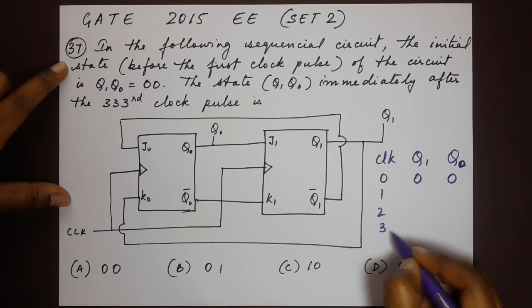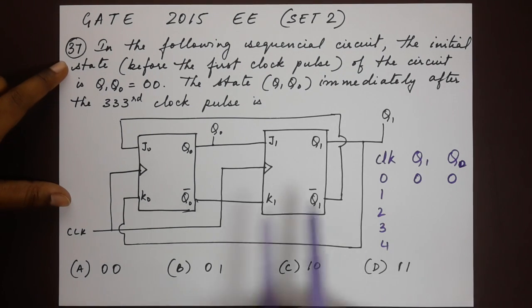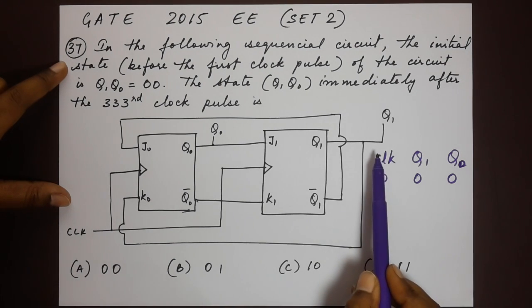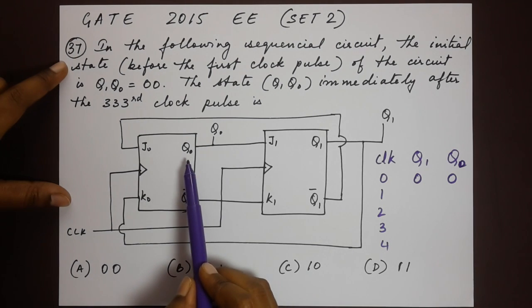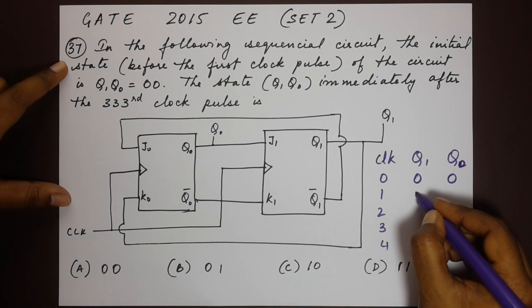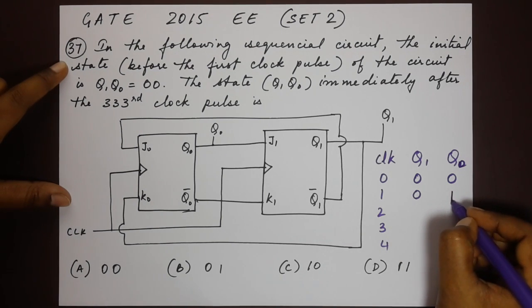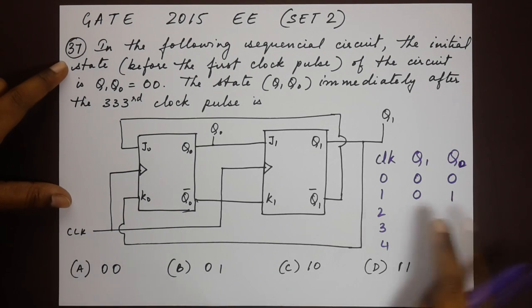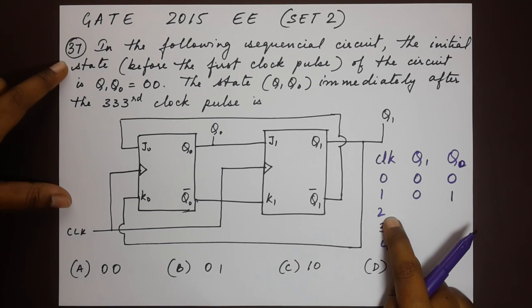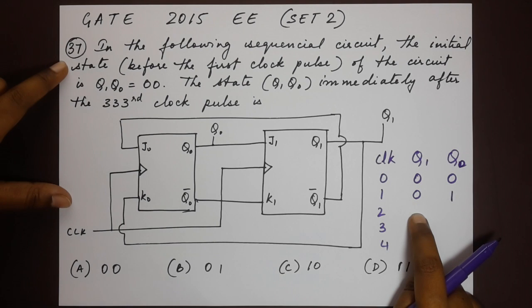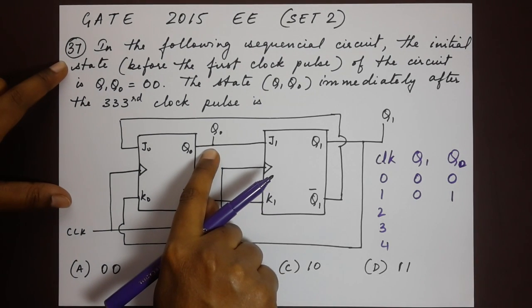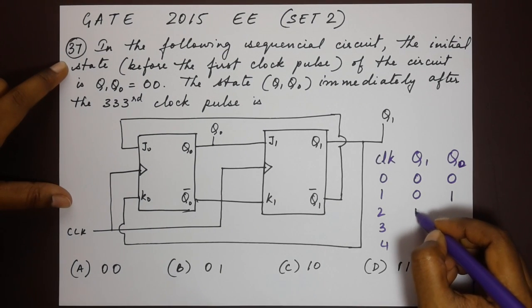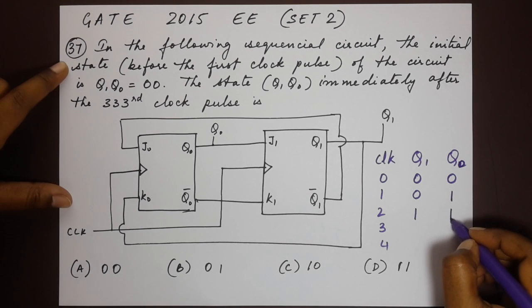Next for 1, 2, 3, 4, let's check this. When the clock pulse is 1, we see that Q1 is 0 and Q0 becomes 1. Next we have clock pulse 2. Q0 is already 1, which means that for clock pulse 2, Q1 will be, let's check here. Now Q0 is 1, therefore Q1 will be 1 and Q0 would be 1 as well.